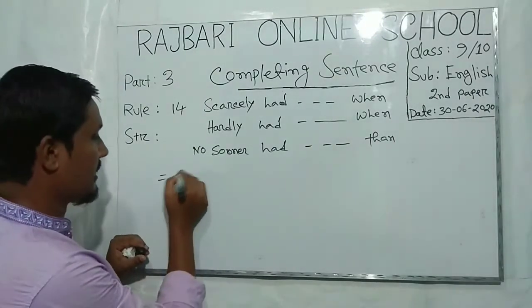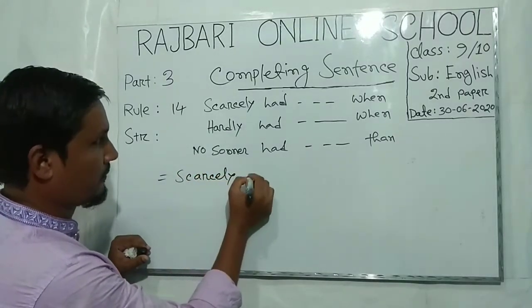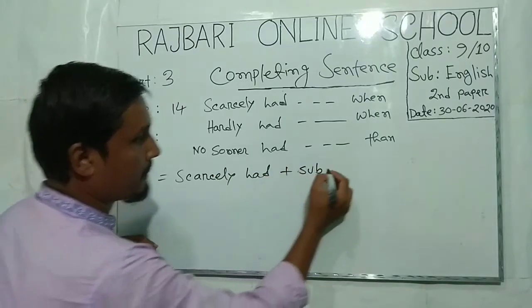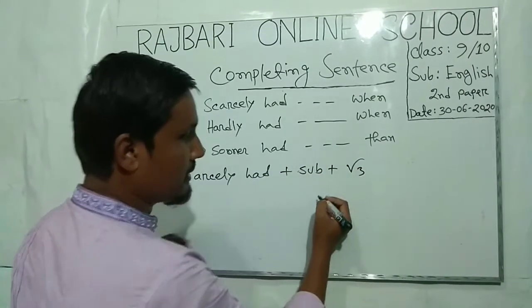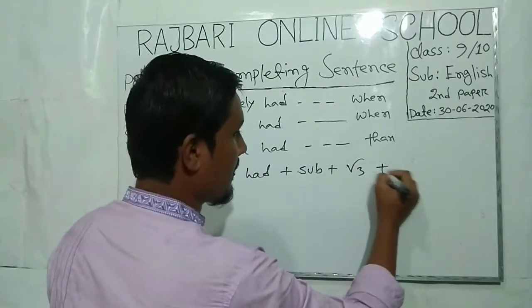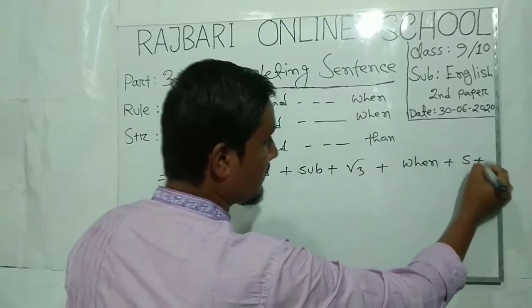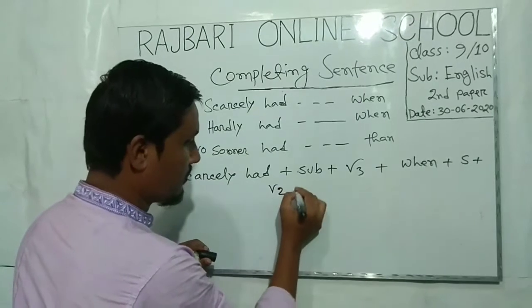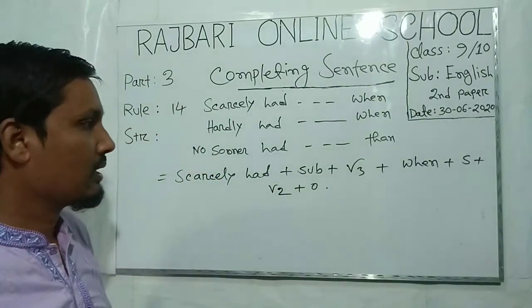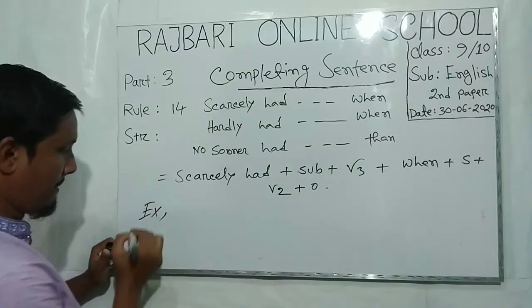I am writing one structure, and you can use three types of words in this structure. Okay, scarcely had plus subject plus V3, that means past participle form of that verb, plus when plus subject plus verb 2 plus object. Okay, my dear student, can you see? Okay, let's see an example.